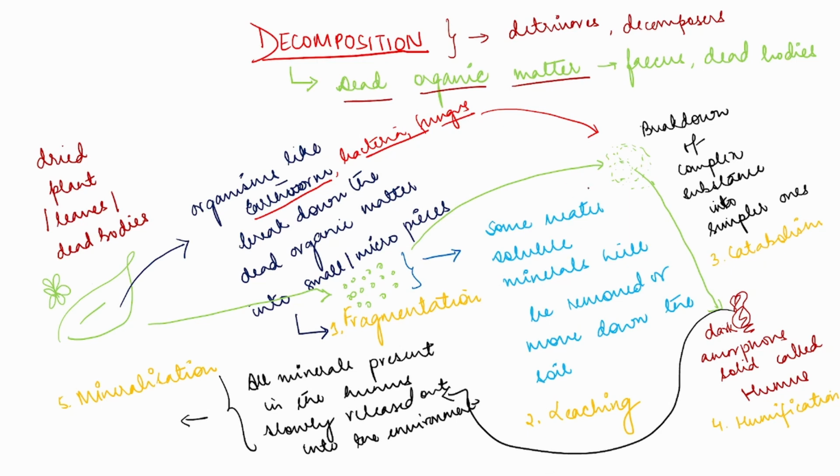Right? After leaching, what will happen? This compound is further broken down into the simplest ones by bacteria and fungus, and this process of breaking down complex substances into finer or simplest ones, we call it catabolism. Right? And after catabolism, what will happen? These powdered substances, after some time, turn into a dark amorphous solid, we call it humus. And here it leads to the formation of humus, so we call this process humification.